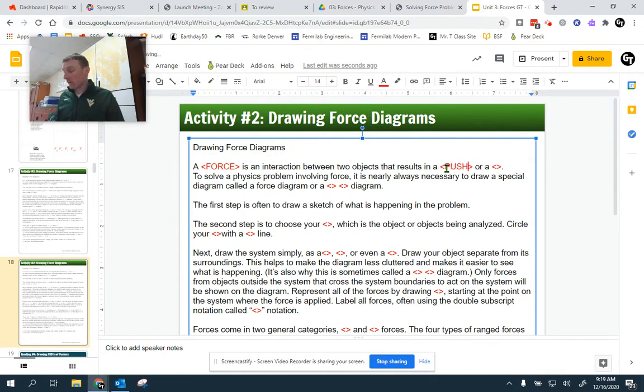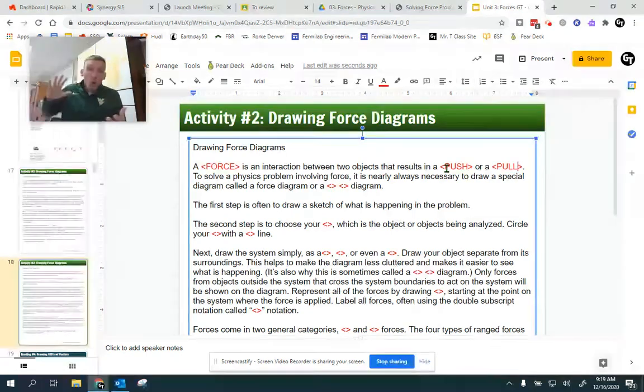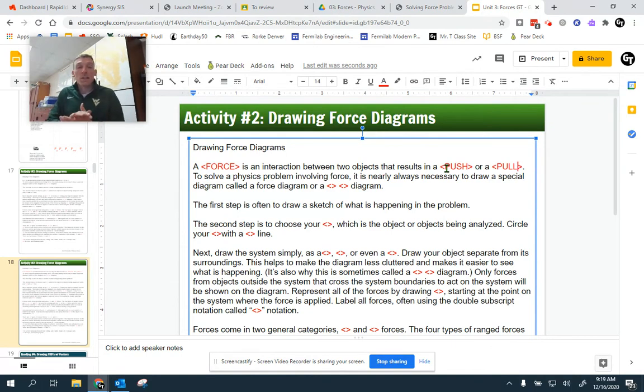All right, so you fill that in. If something is being pushed or pulled, some type of force has to be acting on it. Even in terms of gravity, gravity is pulling us towards the center of the earth, even though it's not like a string or a rope or anything pulling. It similarly is an attractive force.